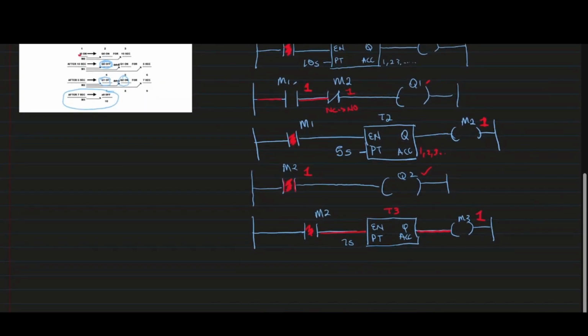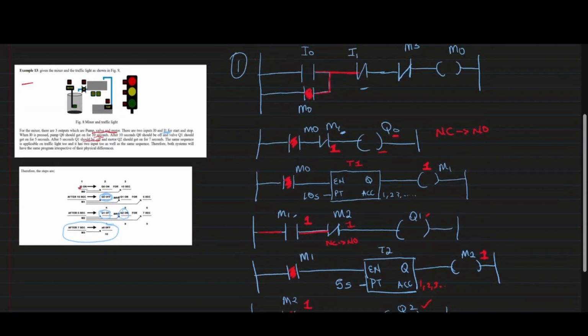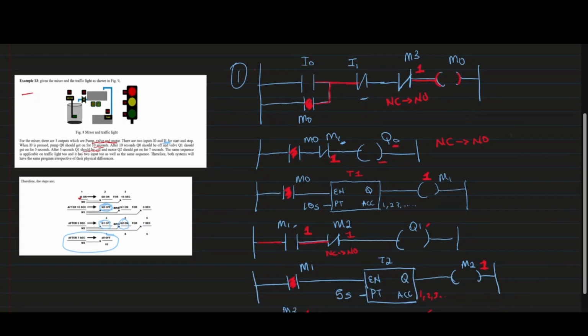So normally it's conducting, it won't affect the circuit. But the second it gets energized here, since it's a normally closed contact, it goes from normally closed to normally open, effectively turning off M0. That means M0 will never energize Q0. M0 will never start the timer for 10 seconds. So the whole circuit effectively turns off. So that's how to design the circuit.